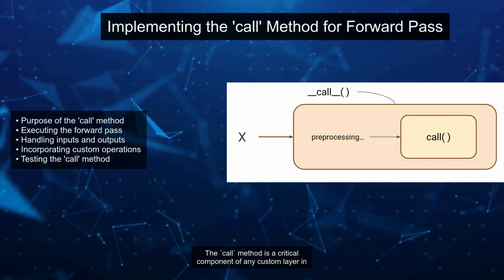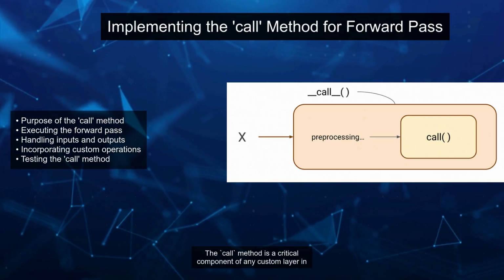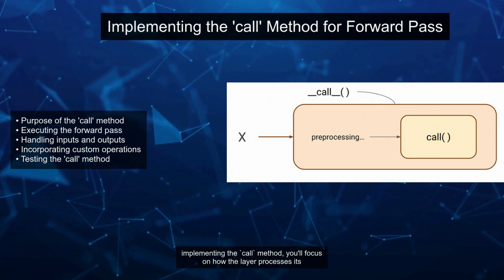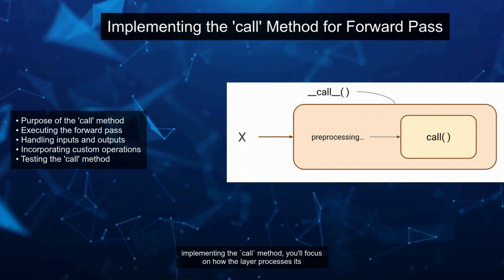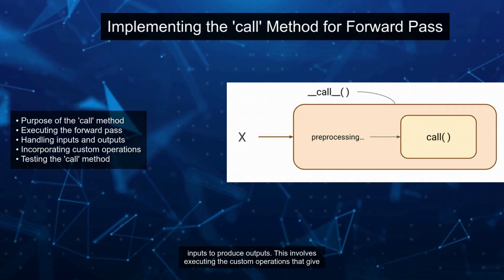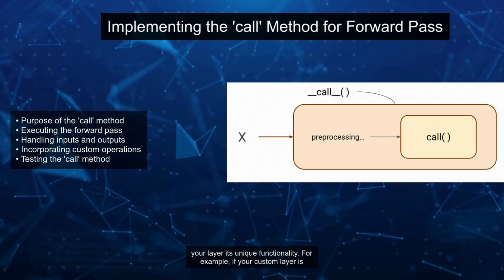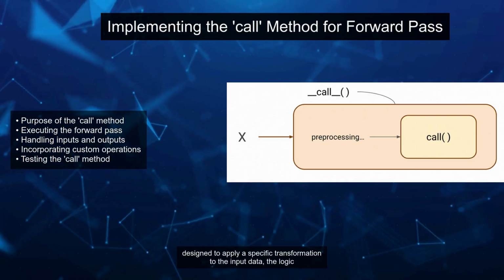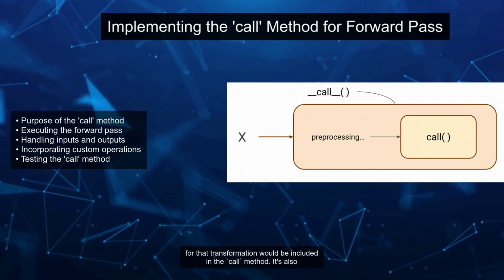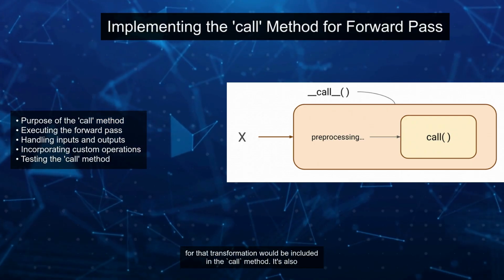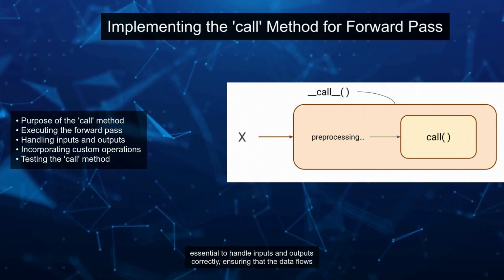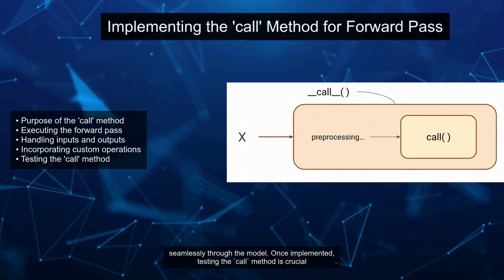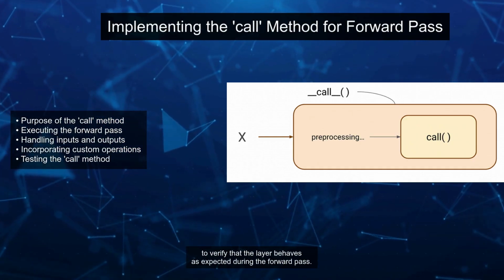The call method is a critical component of any custom layer in Keras, as it defines the layer's operations during the forward pass. When implementing the call method, you'll focus on how the layer processes its inputs to produce outputs. This involves executing the custom operations that give your layer its unique functionality. For example, if your custom layer is designed to apply a specific transformation to the input data, the logic for that transformation would be included in the call method. It's also essential to handle inputs and outputs correctly, ensuring that the data flows seamlessly through the model. Once implemented, testing the call method is crucial to verify that the layer behaves as expected during the forward pass.